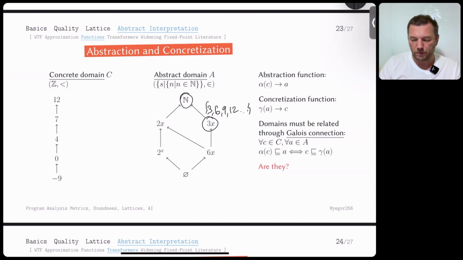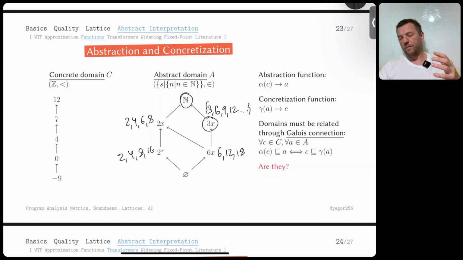Here it is 6 multiplied by x. So this is 6, 12, 18, and so forth. This is 2 multiplied by x: 2, 4, 6, 8, and so on. These are 2 to the power, so it's going to be 2, 4, 8, 16, and so on. This is the empty set.